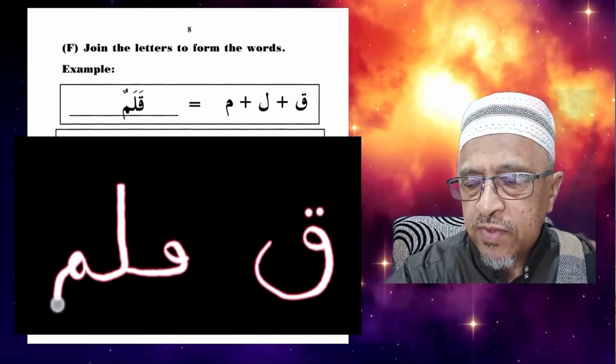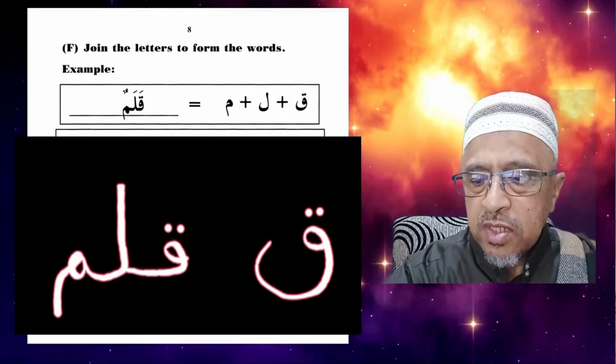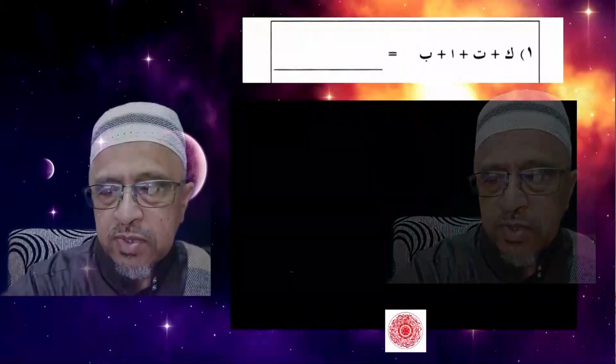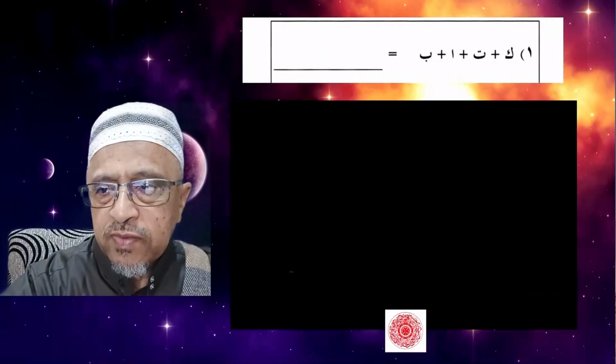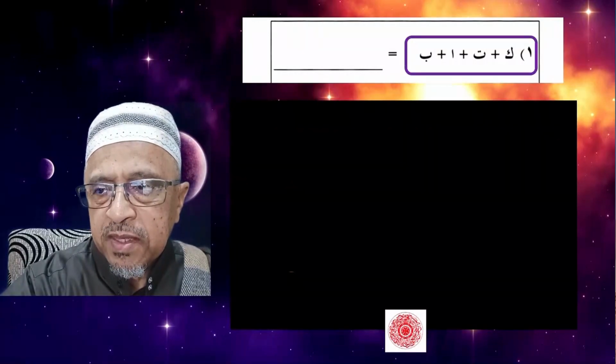And of course, don't forget the dots. That is qalam. So the second one here, or the first word in the exercise, that was the example, remember, qalam. So the first one of the exercise, we have the kaf, ta, alif, and ba. And let's look at it.